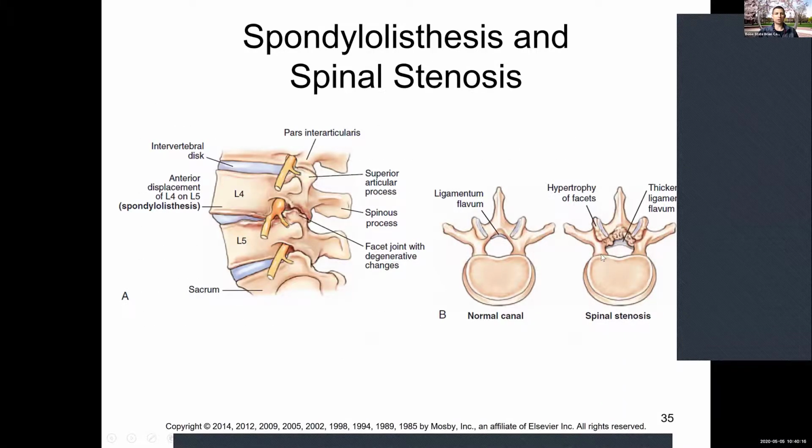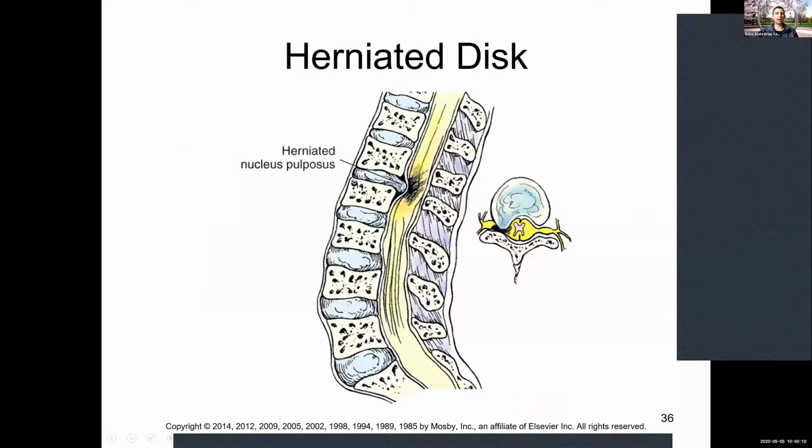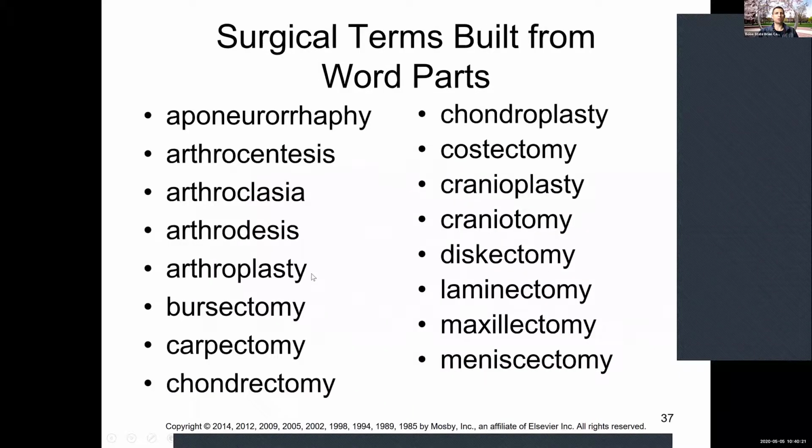Here's that spinal stenosis picture that we already looked at. We already looked at the herniated disc. We jumped forward and looked at that. So then skipping over to some surgical terms, nothing new here other than the word roots. So we have lots of these raphes, the centesis, ectomies, otomies, plasties. It's just a matter of what are we working on.